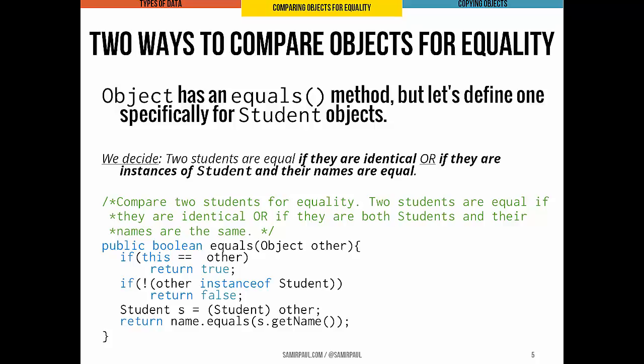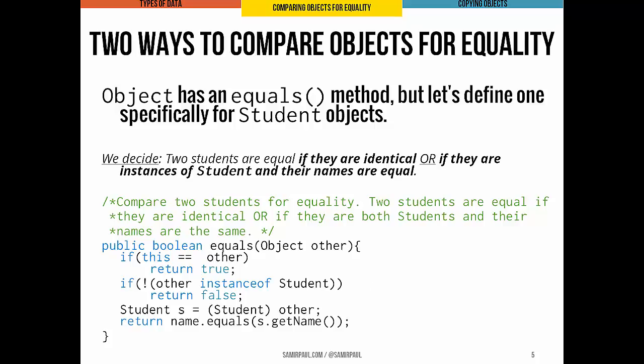We'll consider two students equal if they are identical objects, in terms of object identity, or if they are instances of the Student class and their names are equal. Those are our two criteria that we, as the developers, have decided upon. As you can see here, this method is going to return boolean, and it takes as a parameter some object, which we'll call other. If they have the same identity, this object and the other object that was passed in, we'll return true. Same thing. Fantastic. If other is not a Student, we'll return false, because there's no way for a Student object to be identical to an object that is not a Student. So that makes sense too.